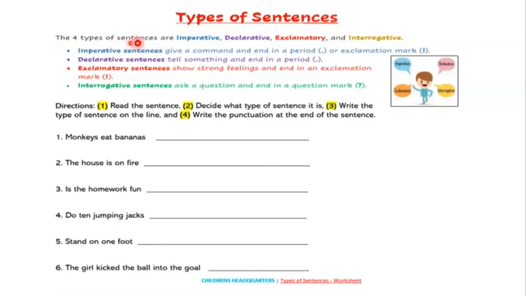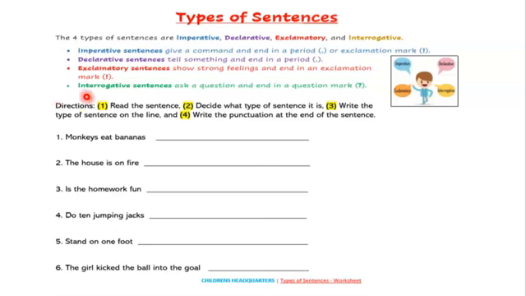Let's read about the 4 types of sentences. The 4 types of sentences are imperative, declarative, exclamatory, and interrogative. Then it tells us about each sentence. The imperative sentences give a command and end in a period or exclamation mark. Declarative sentences tell something and end in a period. Exclamatory sentences show strong feelings and end in an exclamation mark. Interrogative sentences ask a question and end in a question mark.